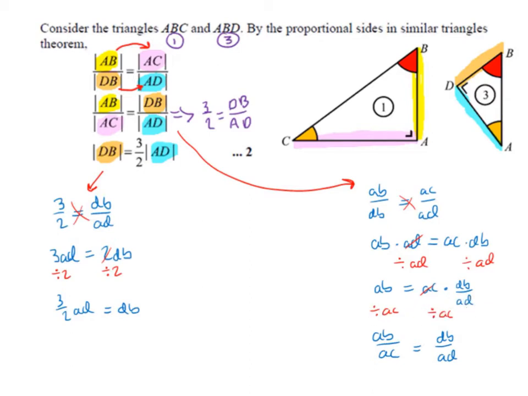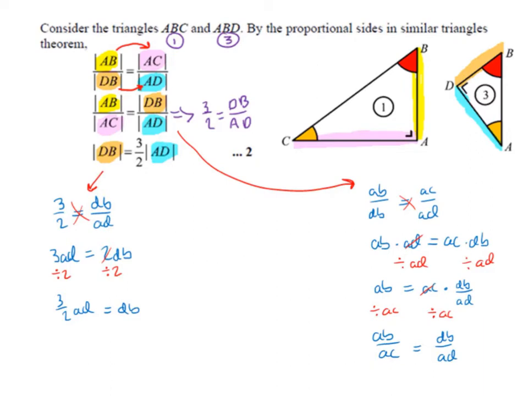Next we're going to divide across by AC to get rid of the AC there. So on the left-hand side we have AB divided by AC, which is AB over AC, and on the right-hand side we have DB over AD, because remember we got rid of the AC there. So that's how AB over DB equal to AC over AD becomes AB over AC equal to DB over AD.